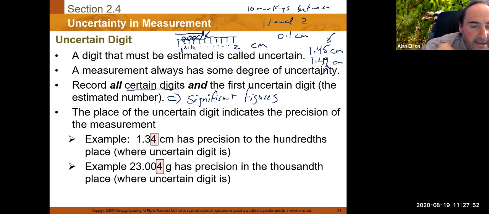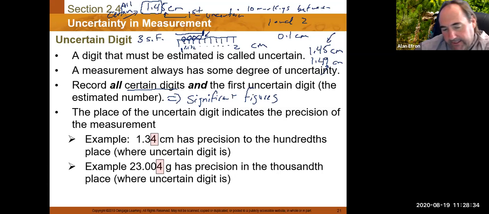When we would make a measurement like this, for example, I would take 1.45 centimeters. We would record all the certain numbers, which are these two, and our first uncertain number. That is what we should record. This also tells us how many significant figures this number has. In this case, 1.45 would have 3 significant figures. Again, the significant figures are all the certain numbers in a measurement plus that first uncertain number.